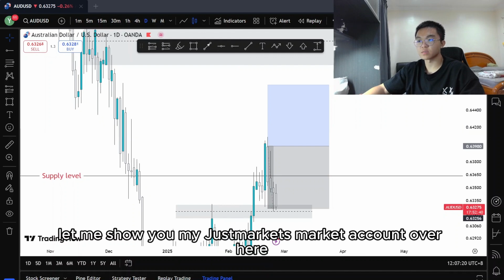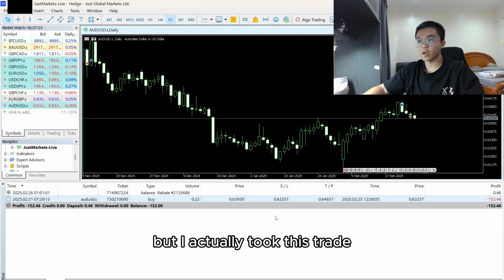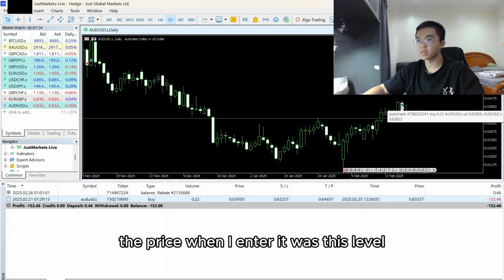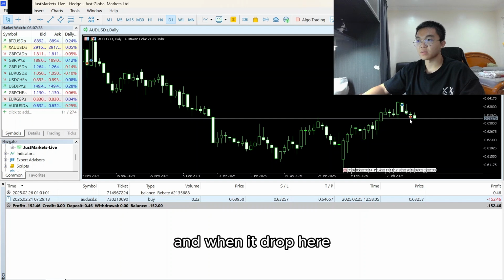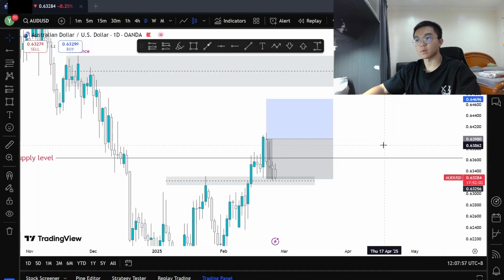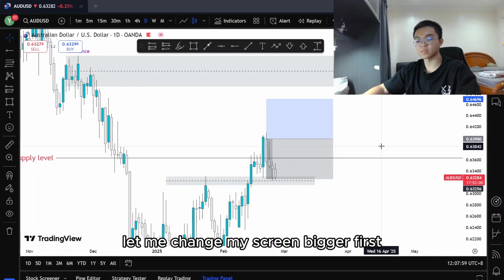Let me show you my Justmarket account right over here, where I actually took this trade and it turned out to be a loss, $152 right over here. Alright, and you can see this is the AUD USD chart. The price when I entered was this level, and when it dropped here, it hit my stop loss and it became a stop loss trade. Alright, now let me change my screen bigger first.